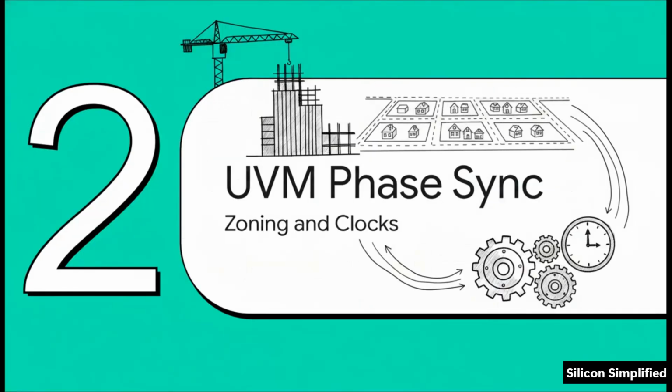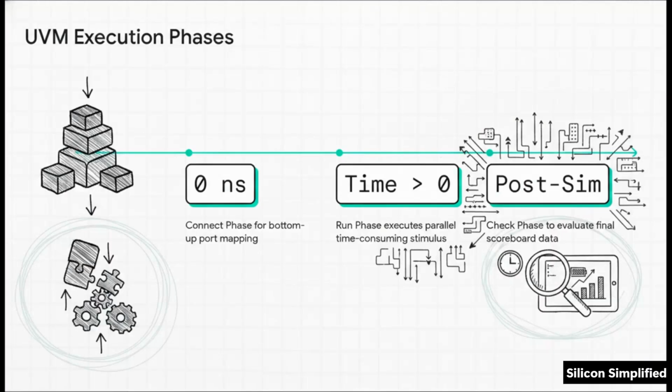Moving on to Section 2, synchronizing with UVM phases, which is essentially our zoning and clocks. Now that our foundation is poured, we need to talk about the timeline. Just like a city has to be zoned and built before people can actually move in and start driving around, a test bench has to be carefully constructed over time so components don't step on each other's toes. In UVM, this synchronization happens through phases, and this strictly separates the setup from the actual action.